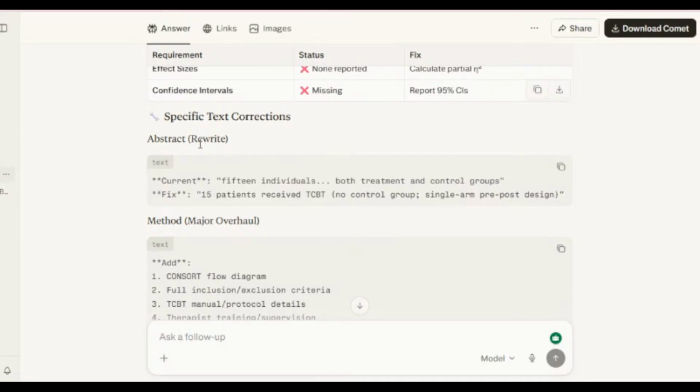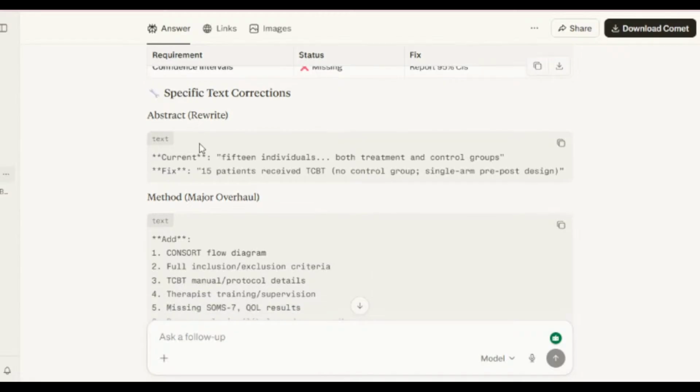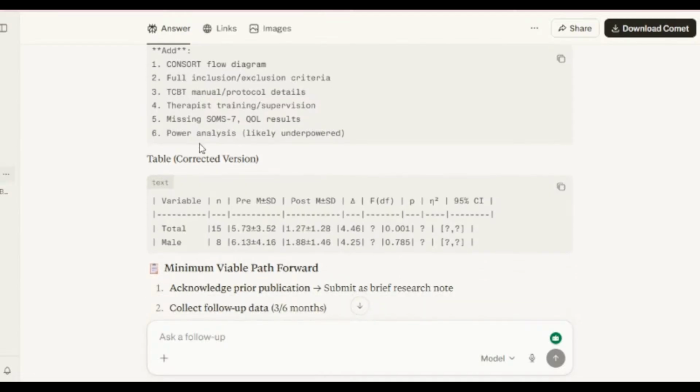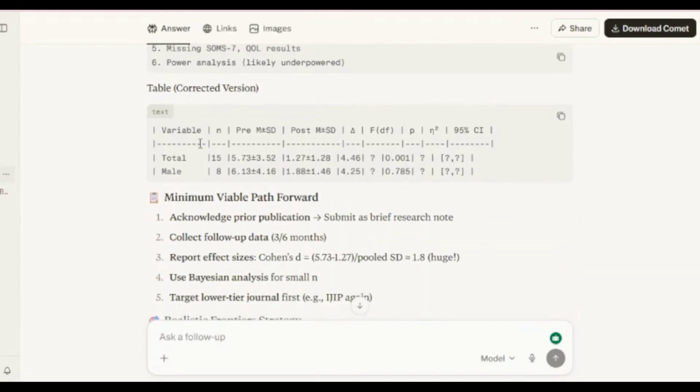Now the first one is the correction. Abstract, rewrite. First itself, rewrite the abstract. We don't want this abstract. And if you ask how to rewrite, it will tell you how to rewrite. Okay, it gives the idea that this is the way you have to rewrite. Then a methodological overhaul, how you have to do the methodological things. It asks you to correct your table. Your table is also not correct. Go next.